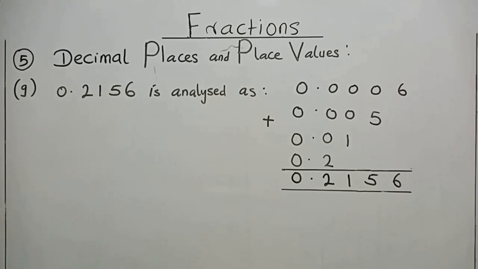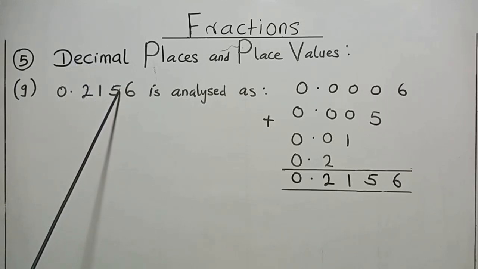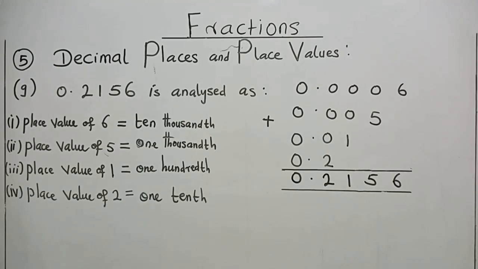With this analysis, we can now answer the question. We asked, what is the place value of 2? What is the place value of 1? What is the place value of 5? What is the place value of 6 in this decimal fraction? Please watch out as I write the answers. And here you have them. Number 1, place value of 6 is 10,000. Place value of 5 is 1,000. Place value of 1 is 100. Place value of 2 is 1/10.